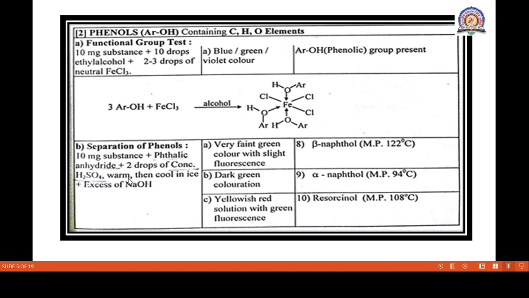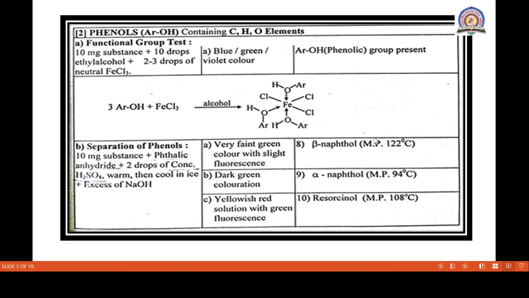So we heat very little, then cool in ice or under the running tap water. Excess of NaOH is added, and if we observe a very faint green color with a slight fluorescence, meaning a slight shine is observed in the test tube, then we conclude that beta naphthol is present. If we observe a dark green coloration, then alpha naphthol is present. And if we observe a yellowish red solution with a green fluorescence, then resorcinol is present.